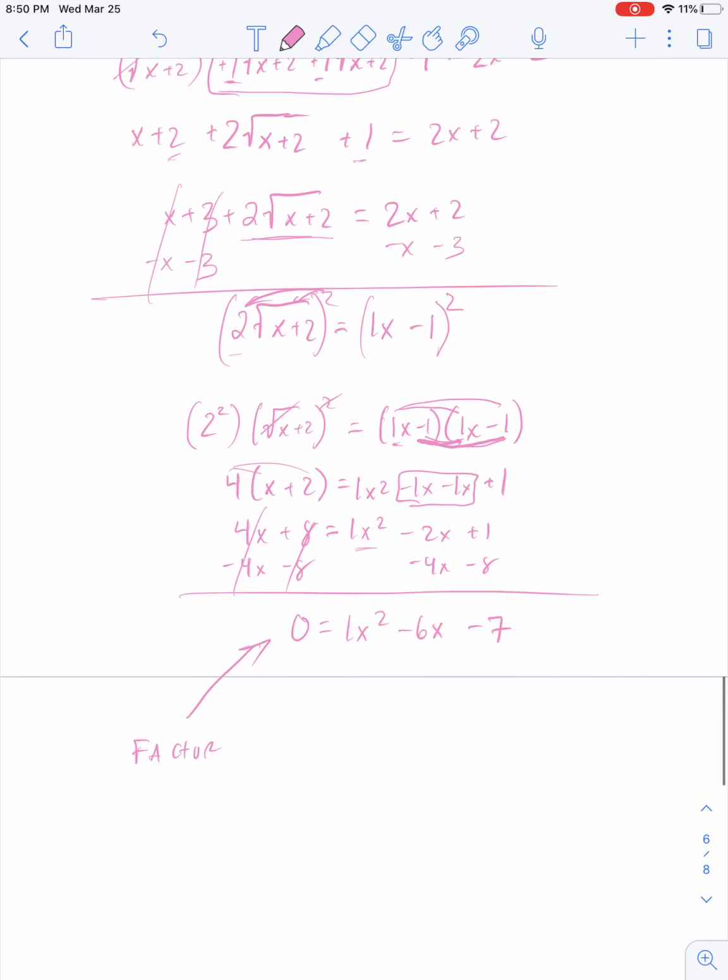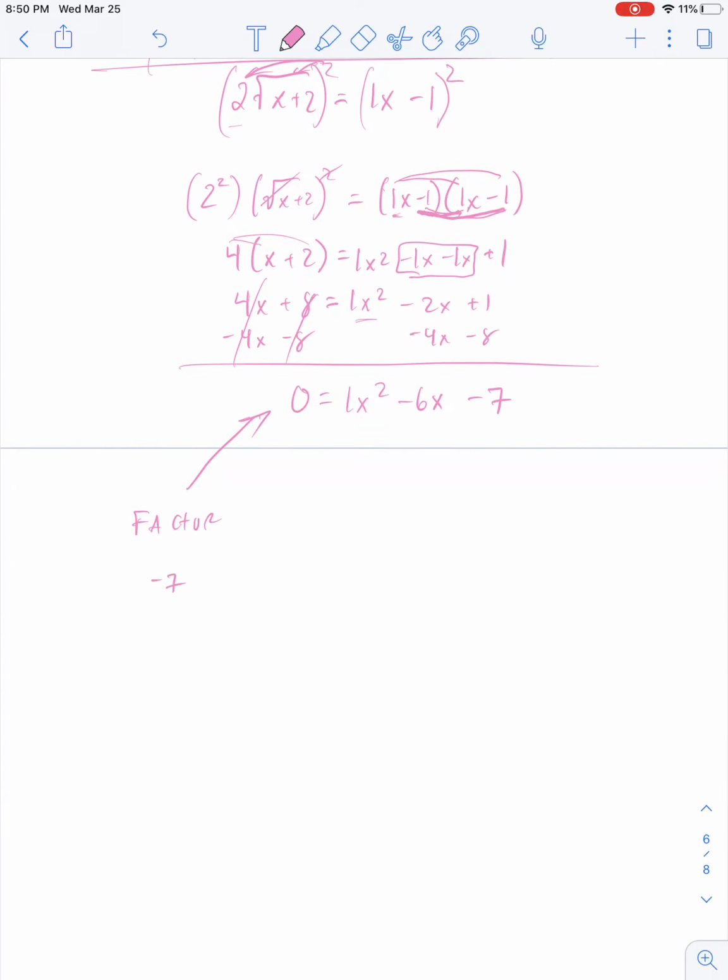So again, factor. Product of negative 7 that sums to give us a negative 6. What do we get? Negative 7 times 1. That works out, doesn't it? So it's 0 equals x minus 7 and x plus 1. All right, now we can set each one equal to 0. And we get an answer of 7, and we get an answer of negative 1.